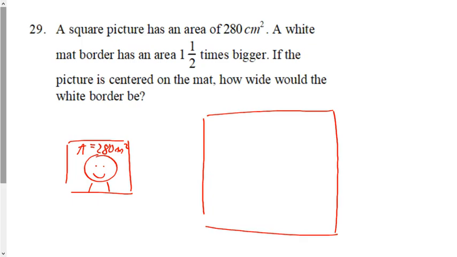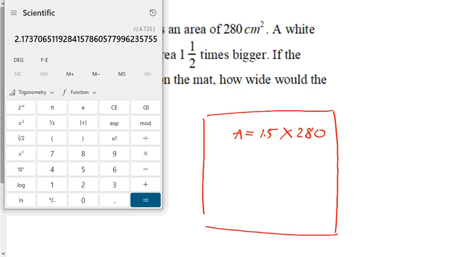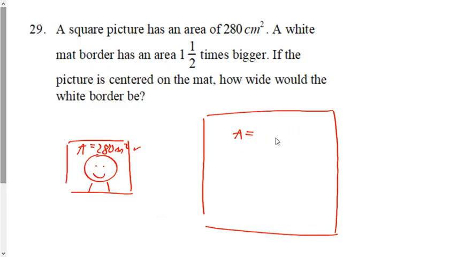Well, right off the bat, I'm thinking to myself, I think I need this area here. I know that the area of this is 280, and I know that this is 1.5 times bigger. So the area is going to be 1.5 times bigger than the area of the picture, and therefore this is going to represent the area of the white mat. I don't think I need a calculator. I think it's 420, but I better just do it in case. 280 multiplied by 1.5 equals 420. So the area of this mat is 420 centimeters squared.